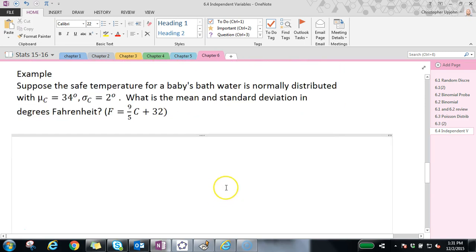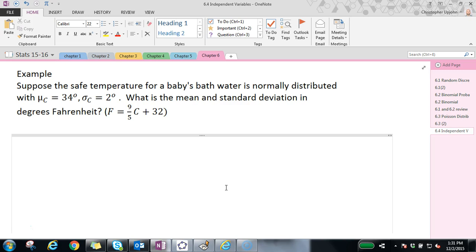So if we look at another problem here, another example that we didn't do in class. Suppose the safe temperature for a baby's bath water is normally distributed with a mean of 34 degrees Celsius, and the standard deviation is 2 degrees Celsius. What is the mean and standard deviation in degrees Fahrenheit?